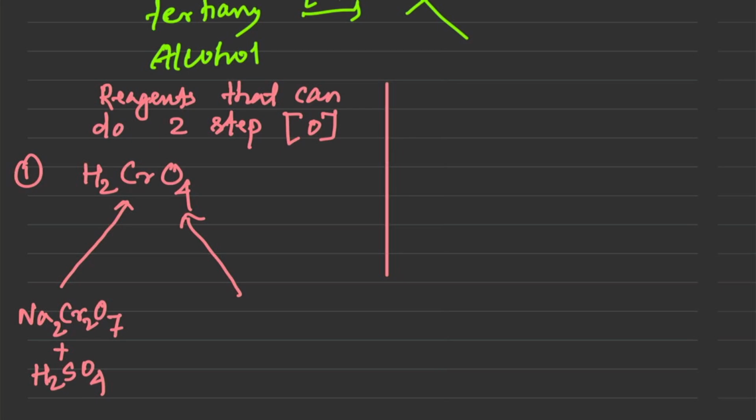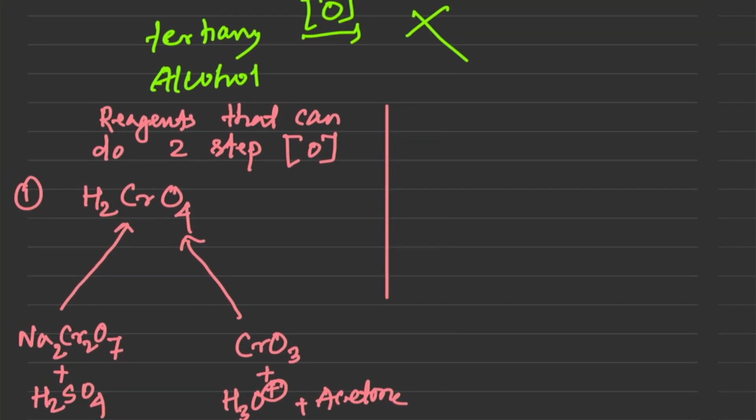There is another choice you can make. You can make chromium trioxide with acidic conditions, H3O+, and with acetone. If you see this, this can also make chromic acid. So again, it can perform two-step oxidation. That does not mean it will. It depends upon the type of alcohol you have. Okay, so keep that in mind. So this is the only reagent that can perform two-step oxidations.